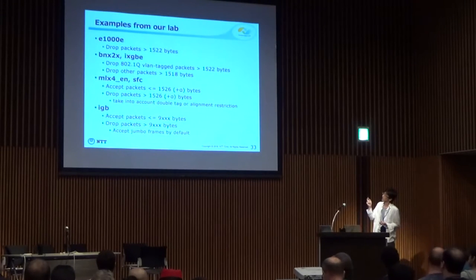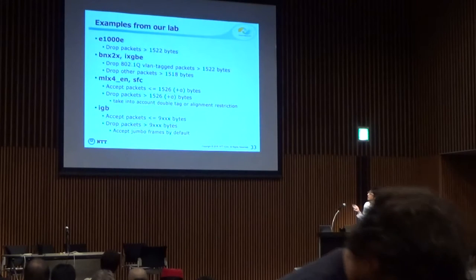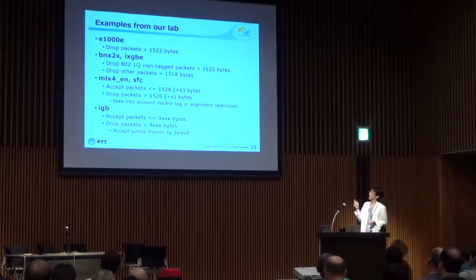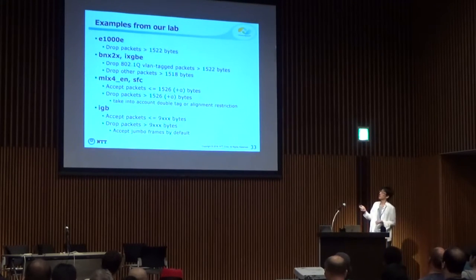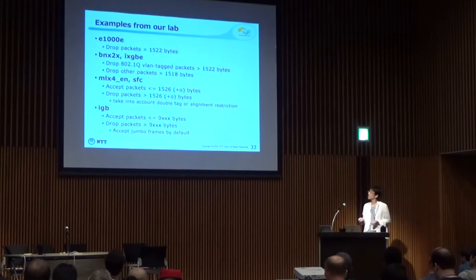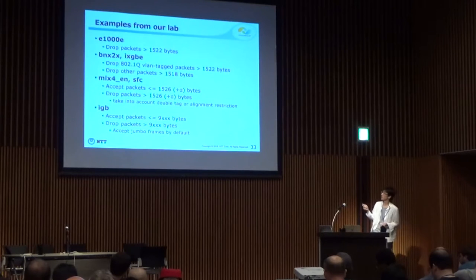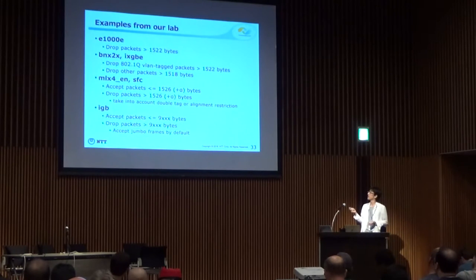It's because they take into account the double tag, or they have extra room due to alignment restrictions. And IGB also accepts double tagged packets. It accepts jumbo frames by default.